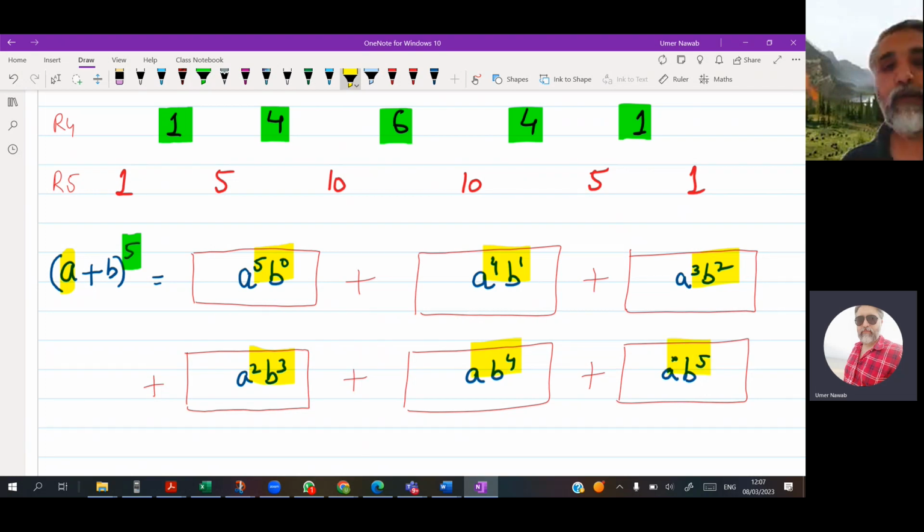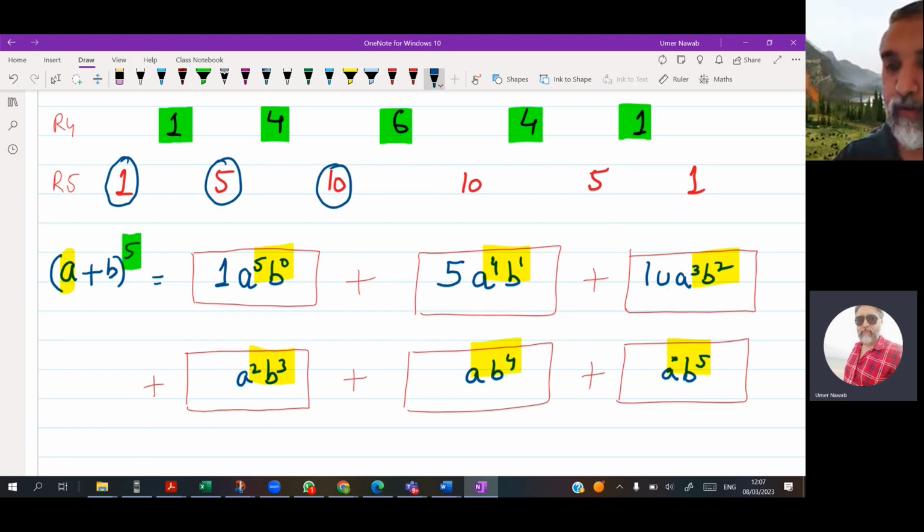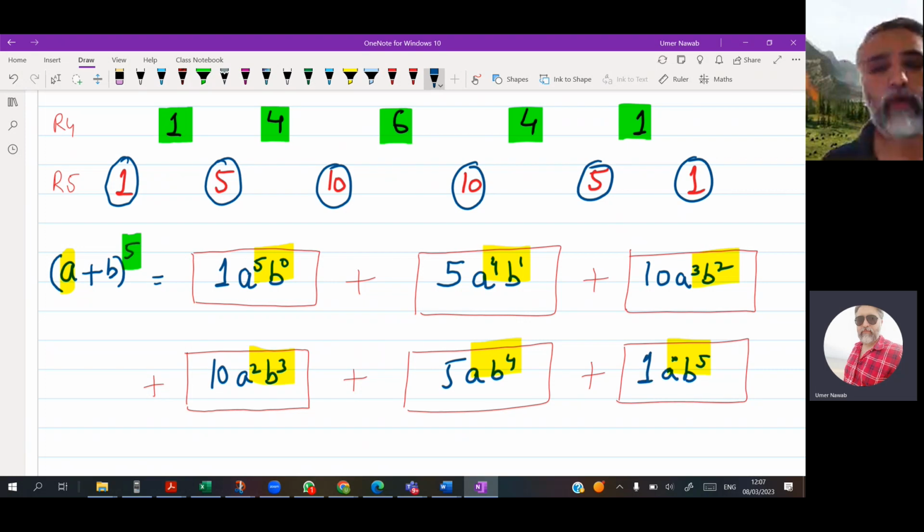Any objection? Now I need to copy the binomial coefficients. What is this? This is 1. I'm going to copy 1. Second one is 5. I'm going to write here 5. Then 10. I'm going to write here 10. Then 10 here. Then 5. And then 1. Wow. Thank you, Pascal's triangle.